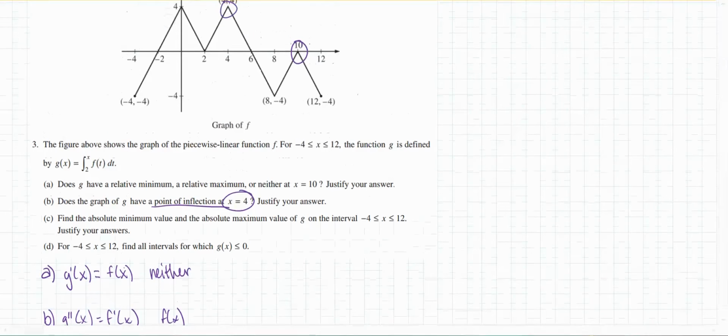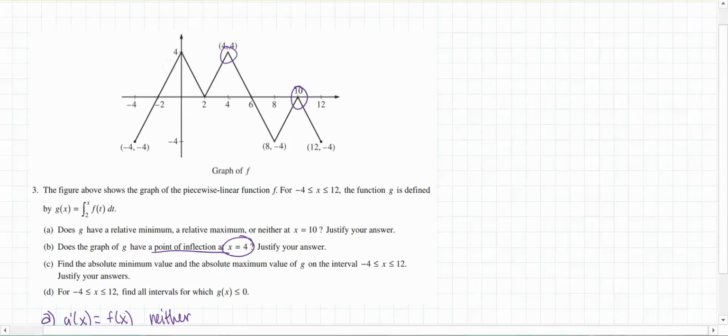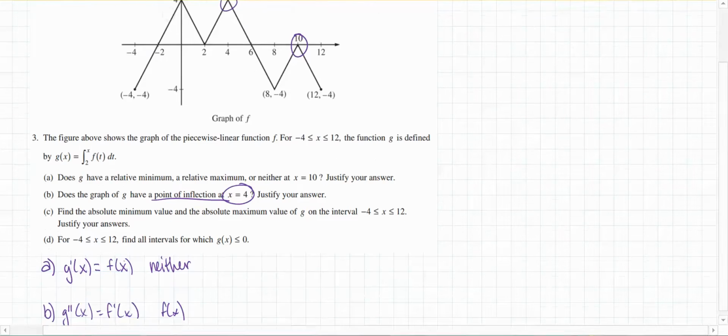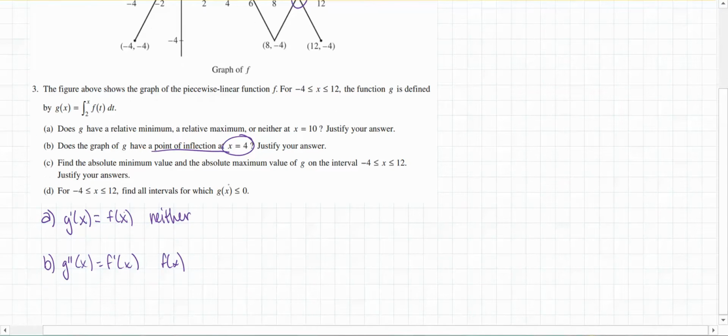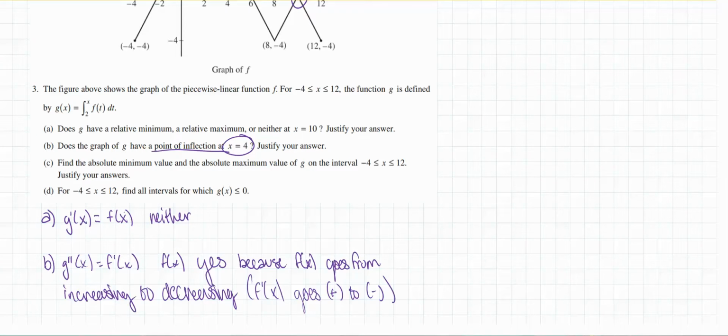Now, since there's a point or a corner at x equals 4, and it's a relative maximum, there is a point of inflection at x equals 4. In other words, yes, there's a point of inflection because f of x goes from increasing to decreasing, which means f prime of x goes from positive to negative.